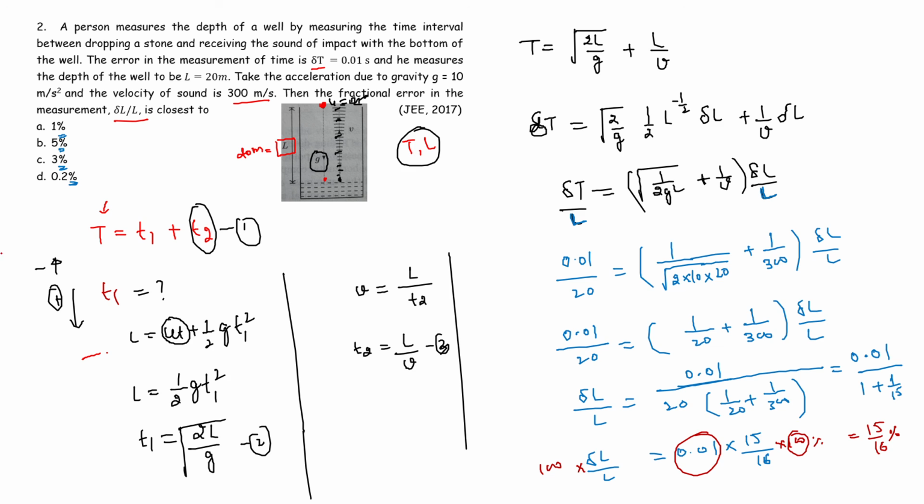So definitely B and C cannot be the answer. These are the wrong options, and D is very small, 0.2. So A can be the answer, approximately. In the question also you can see that it is asking for the closest value. The closest value here is 1, option A. So our final answer will be option A.